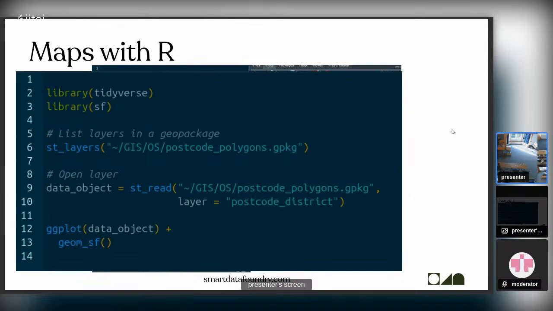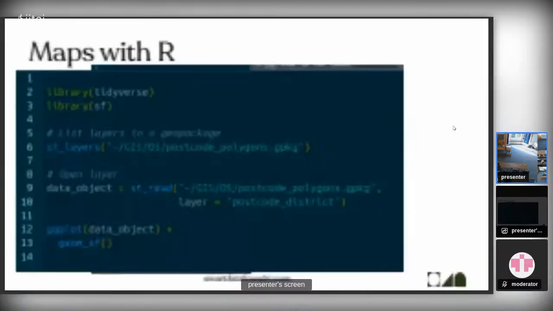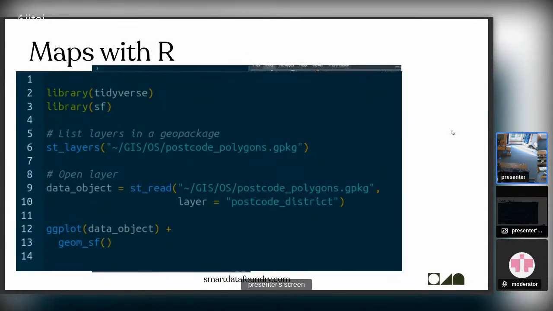And so I checked the st_layers to see what layers I'd put in this geo package some years ago. It's got one on postcode district and one on postcode area. So I read that in and then I plotted that and I added the sf. That's everything that makes the plot here. And then you can do colors and all those other fancy things, but that's effectively it.